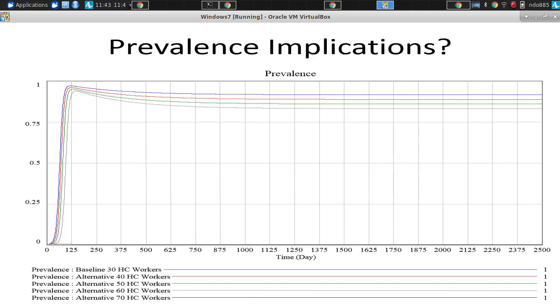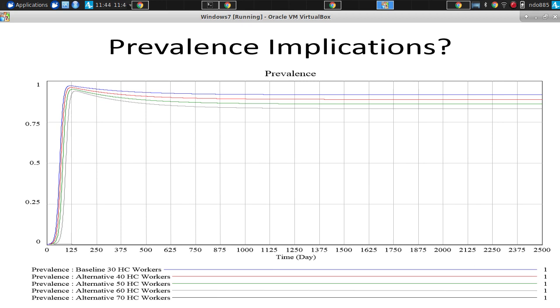This is for prevalence. So notice, this is baseline 30. I got a 40. I got a 50. I got a 60. Look at this. Between blue and gray, I'm doubling the number of healthcare workers, right? Is it halving the prevalence? No. It's nonlinear, folks. It only responds a little bit. But if I got a 70, where is it? It's gone. In fact, you see it decreasing here. Basically, it goes to zero from the start.